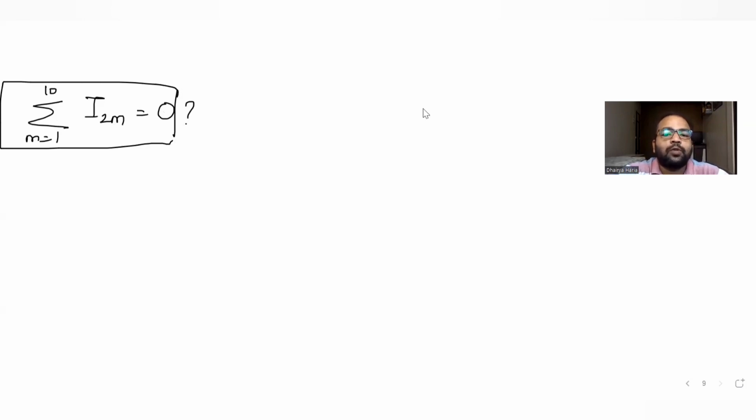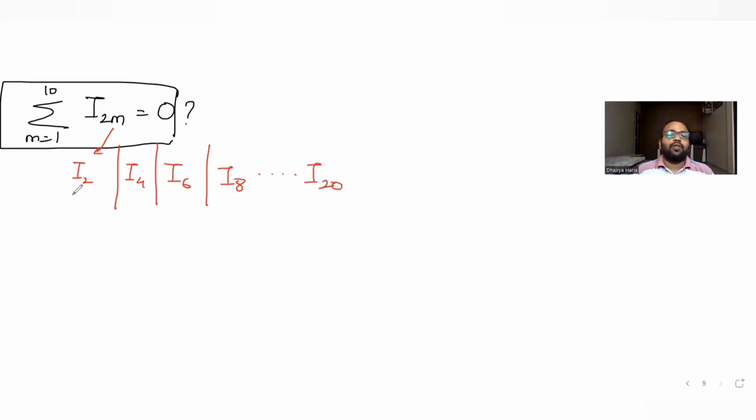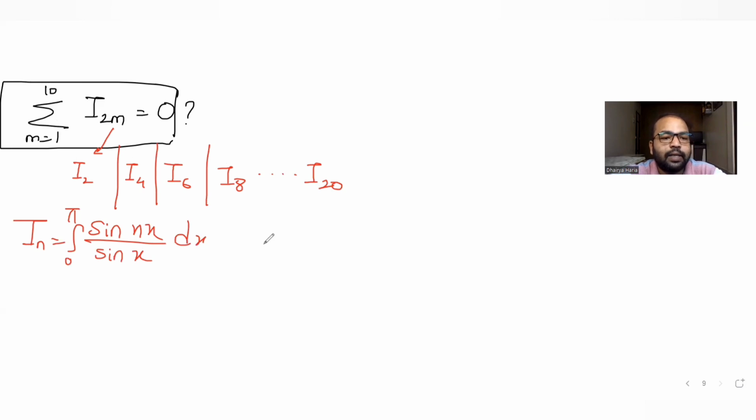So if I put again m as 1, I get I2. If I put m as 2, I get I4, I6, I8. This goes on till I20. So I have now all the even multiples of this I, that is an integral. And we already know In is the integral from 0 to pi of sine nx upon sine x. So if you just put the value of n as 2, you get I2 is the integral from 0 to pi of sine 2x on sine x.